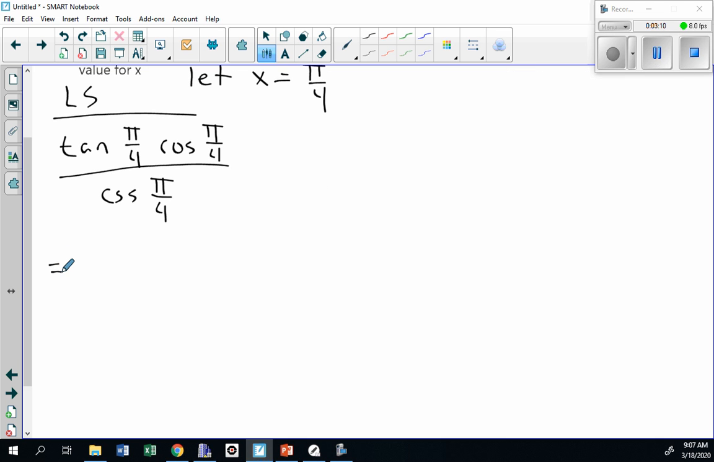As I said, the reason we picked pi over 4 is I know, according to the unit circle, tan pi over 4 is actually 1. Again, off the unit circle, cos pi over 4 is square root 2 over 2. Now cosecant, oh, I see, that should be a c there. Cosecant off the unit circle is just the reciprocal of sine, so it's actually going to become 2 over square root 2.